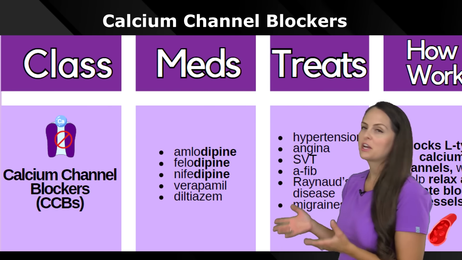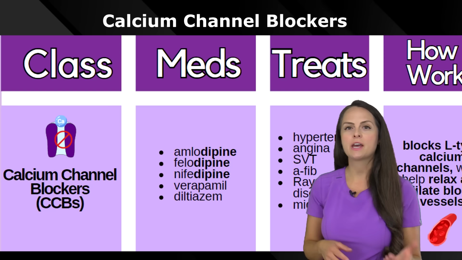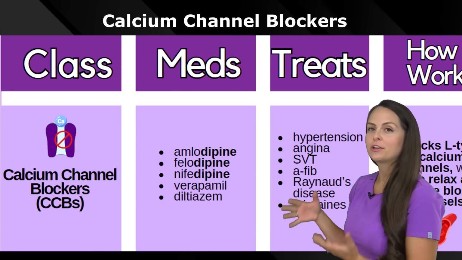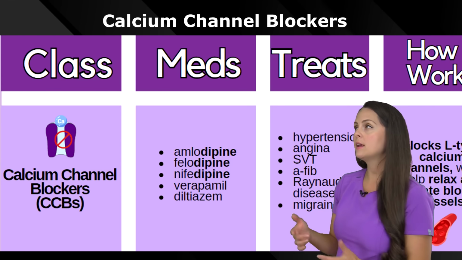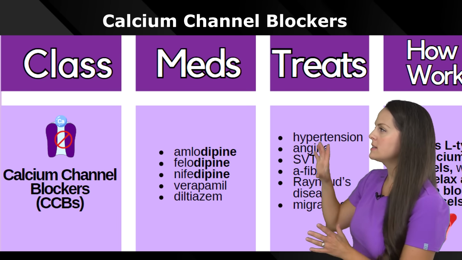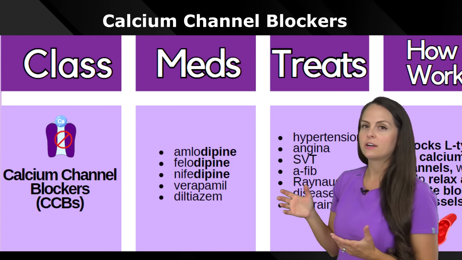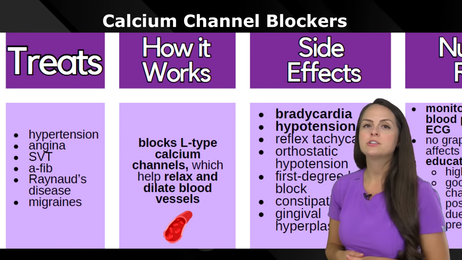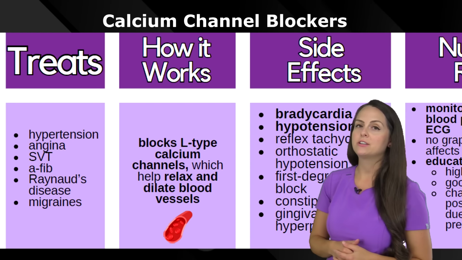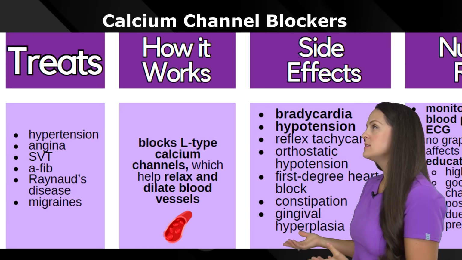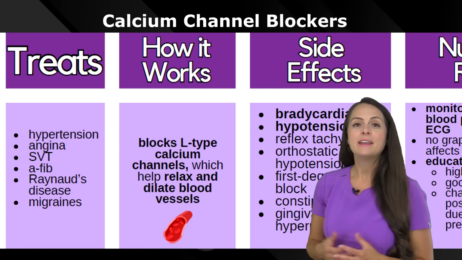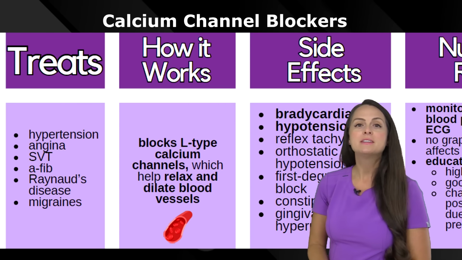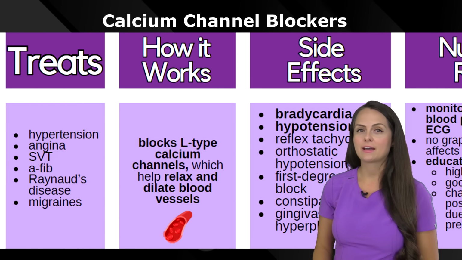Next, we have calcium channel blockers, and this class of medications is going to help block certain types of calcium channels. Some medications included in this class are amlodipine, felodipine, and nifedipine. And notice with some of these, the generic name ends in dipine, D-I-P-I-N-E. These medications can be used to treat patients who have high blood pressure, so hypertension, angina, SVT, Raynaud's disease, atrial fibrillation, and migraines. Now, how these calcium channel blockers work is that they block the L-type calcium channels in the body. So when we do this, we help dilate and relax our vessels.